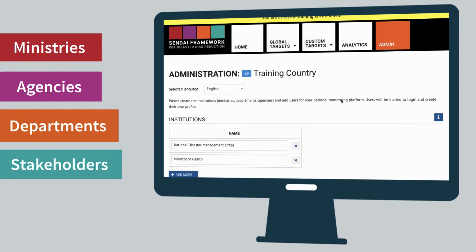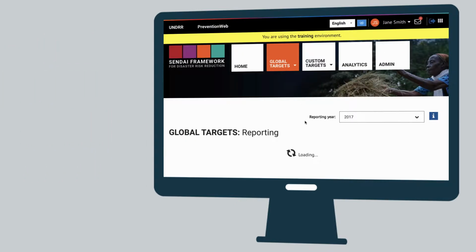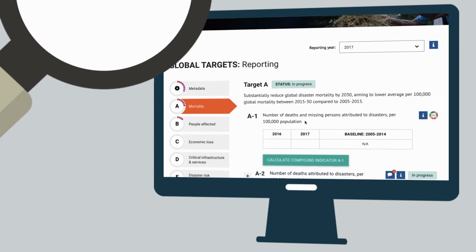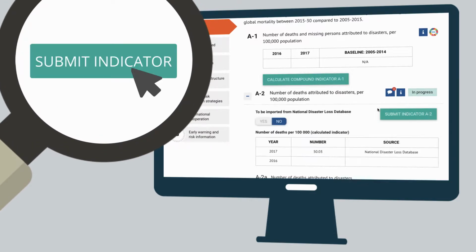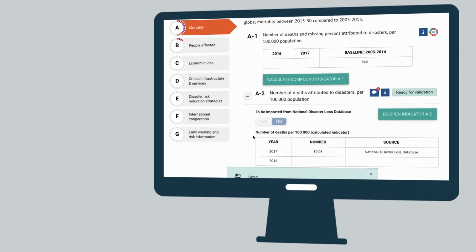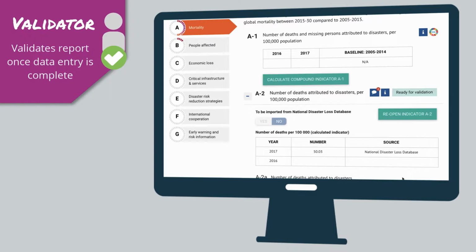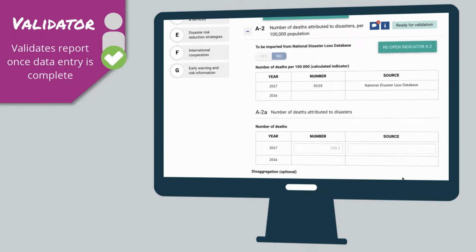targets and indicators. After contributors have entered the necessary data, they must click on the button Submit Indicator to progress the data to validation. Once the data is submitted for validation, the user with the role of validator will check that the data has been entered correctly by the contributors.